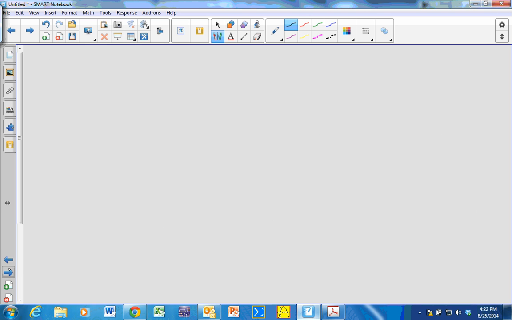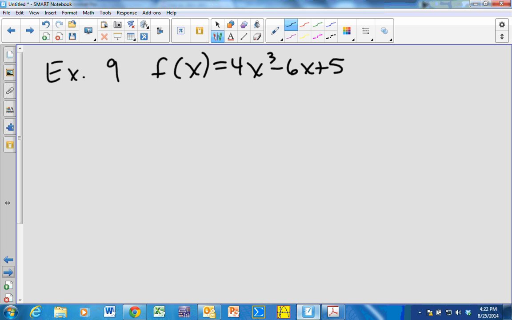Okay, let's go to another example. So let's go to example 9. Now this example goes a little further. It says find the equation of the tangent line if we have this function, and we want to find the tangent line at x equals 2.